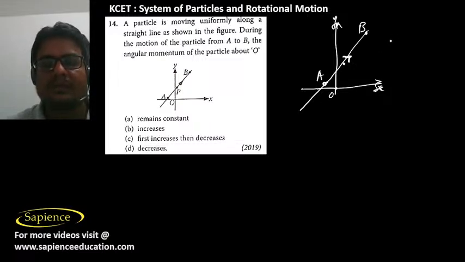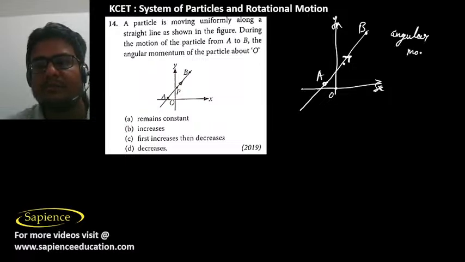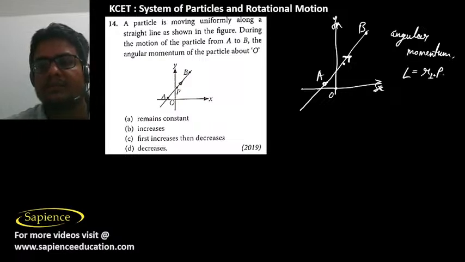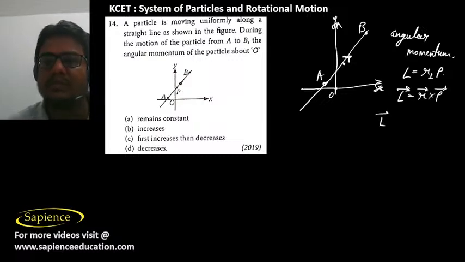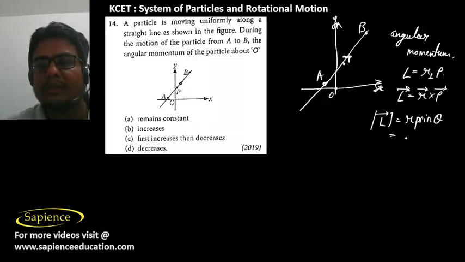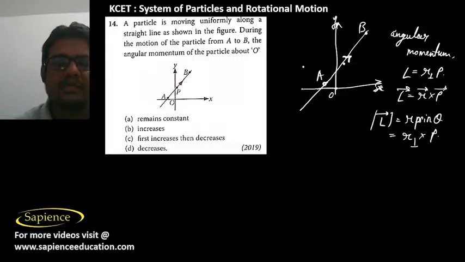So how to find angular momentum? L equals R perpendicular into P, or L vector equals R vector cross P. So the magnitude of L equals RP sine theta, which actually means R sine theta into P. It means that we have to take the perpendicular distance from that point to the P vector, that is R perpendicular, into the magnitude of the momentum, that is P.